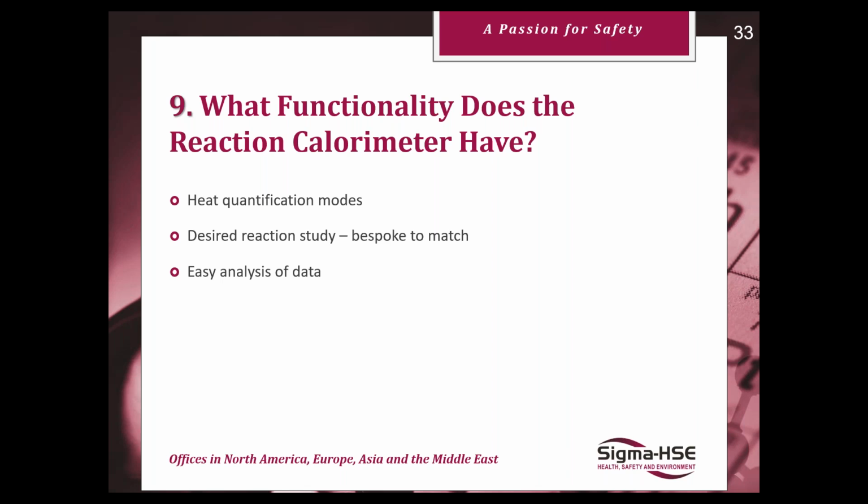So it has 2 heat quantification modes. We have heat flow calorimetry and the possibility for power compensated calorimetry. And we have quite a wide working temperature range of -60 to 220 degrees Celsius. So this helps us to design a bespoke testing regime to match the desired reaction for study. So we go on to the next slide.